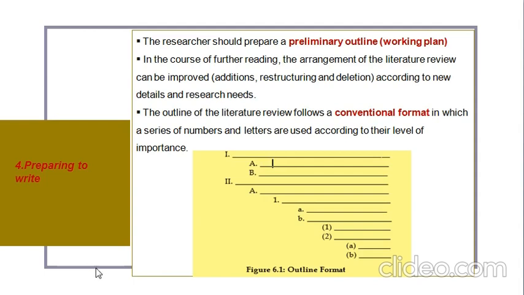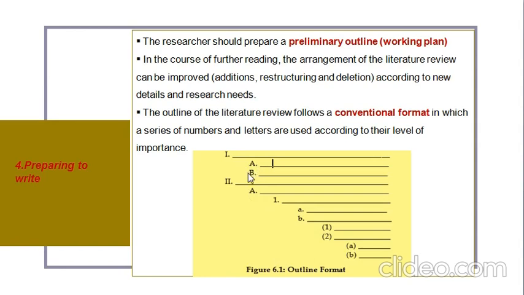What we have said is about the content of the outline. Now let's look at the format of the outline. The outline of the literature review follows a conventional format. It's a format in which a series of numbers and letters are used according to their level of importance. There are two aspects that should be considered when writing an outline. First, the spaces that we see, or the indentations. The indentations here are not the same, and this is meaningful.